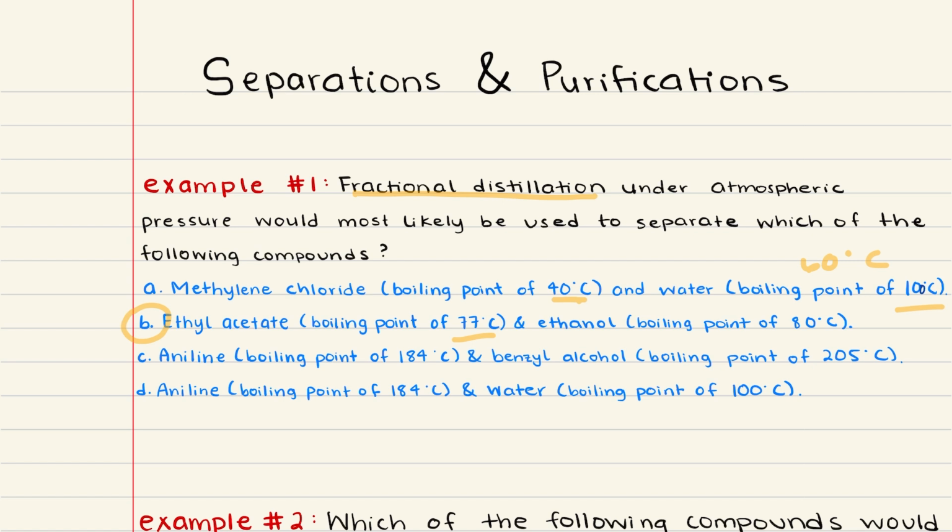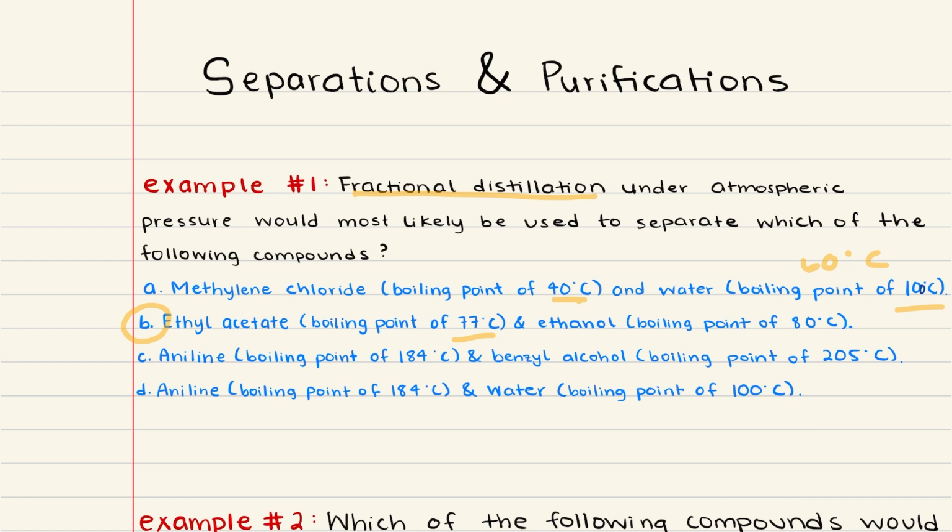Choice D says aniline, boiling point of 184 degrees Celsius, and water, boiling point of 100 degrees Celsius. That's an 84 degree difference, too large for fractional distillation. And again, the aniline is too hot for distillation at atmospheric pressure. So this would call for vacuum distillation or maybe even an extraction depending on the mixture.